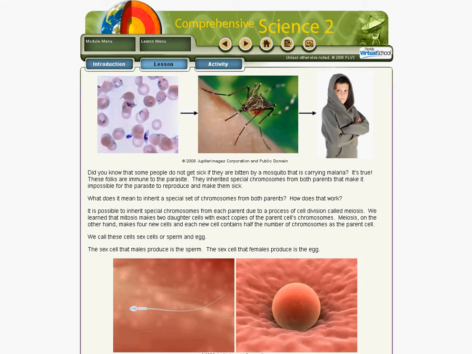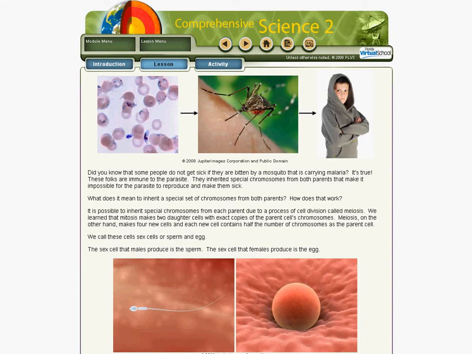What does it mean to inherit a special set of chromosomes from both parents? How does that work? It is possible to inherit special chromosomes from each parent due to a process of cell division called meiosis. We learned that mitosis makes 2 daughter cells with exact copies of the parent cell chromosomes. Meiosis, on the other hand, makes 4 new cells, and each new cell contains half the number of chromosomes as the parent cell.